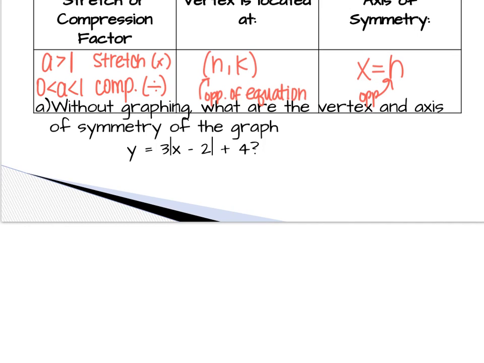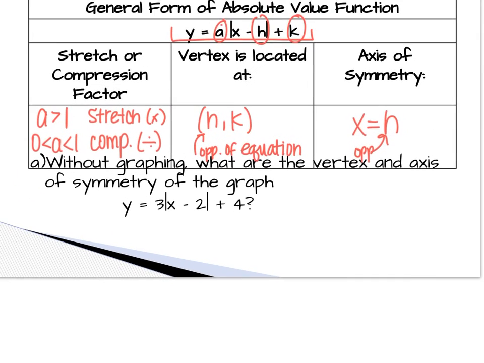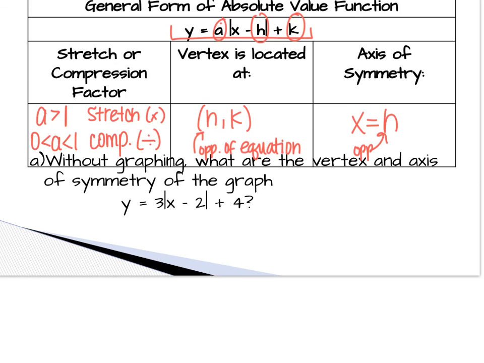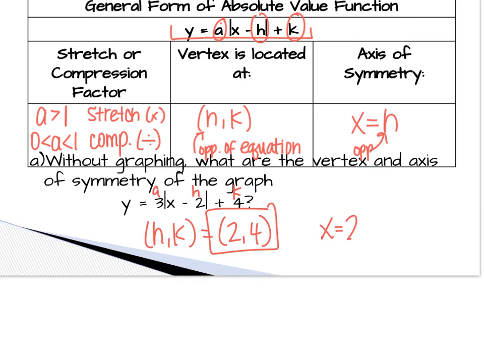Now without graphing, what are the vertex and axis of symmetry of the graph? So this is a, this is h, this is k. The vertex is going to be the point hk, where h is opposite, so my vertex is going to be positive 2, 4. My axis of symmetry is going to be x equals 2.